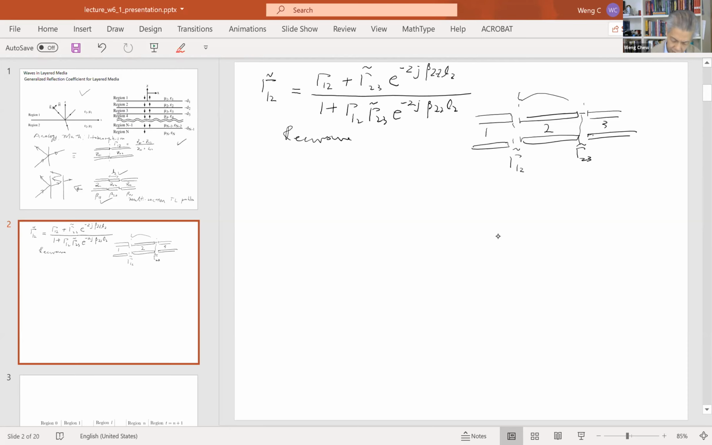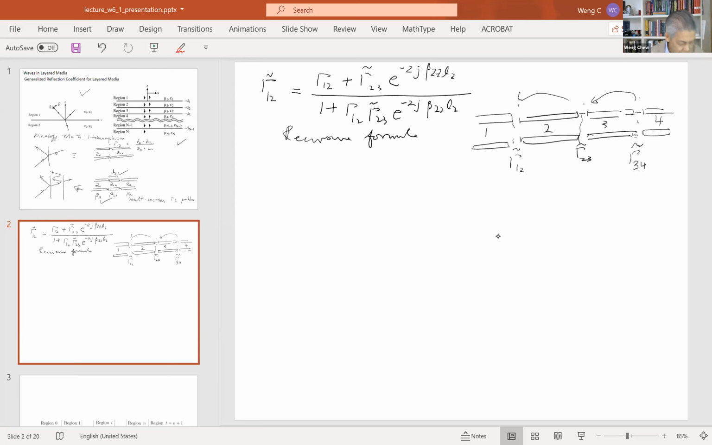And this formula says that you can keep adding layers at the back, it doesn't matter. You can keep adding layers at the back. And once you know how to find this reflection coefficient, say if I add a layer 4 here, if I know how to find gamma 3,4, I can use this formula, work backward to find gamma 2,3 tilde, and then work backward until I find the reflection coefficient at this junction. This is an extremely powerful formula, okay?